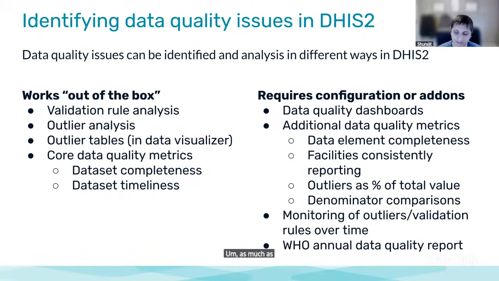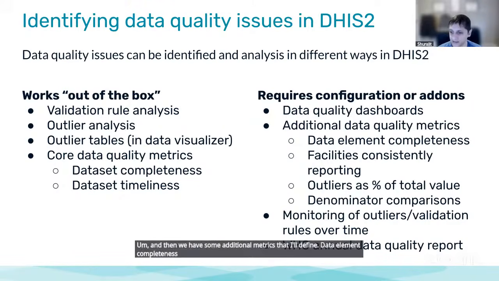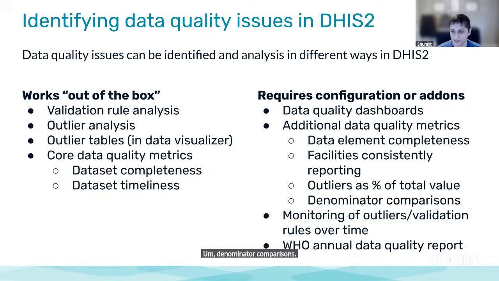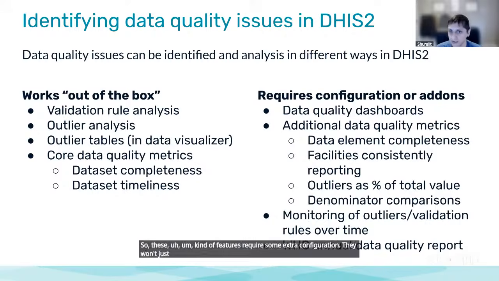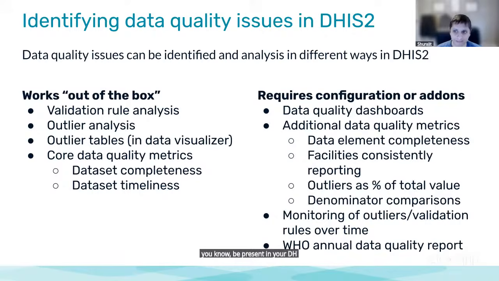So depending on the frequency of your data collection, we want you to look at your data as much as possible. And then we have some additional metrics that I'll define: data element completeness, facilities consistently reporting, some other metrics around outliers, denominator comparisons, and then some of our monitoring tools and the WHO Data Quality Annual Report. So these features require some extra configuration. They won't just be present in your DHIS2 system. Okay.